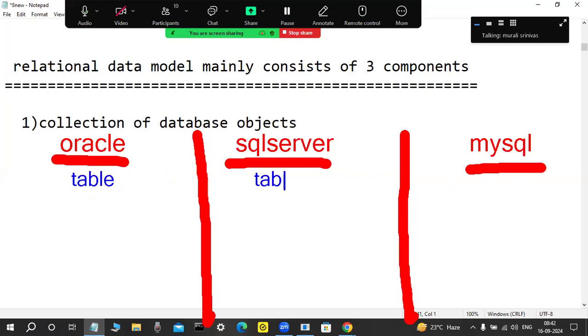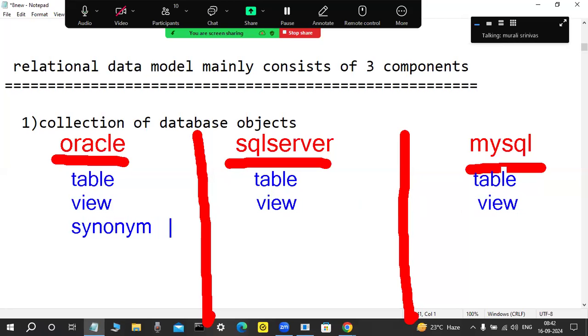You are also working with tables, a database object available in SQL Server. In MySQL also, table is a database object. How easy. Again, view is a database object here, and here also, and here also. Synonym is a database object here, and here also, and here also.